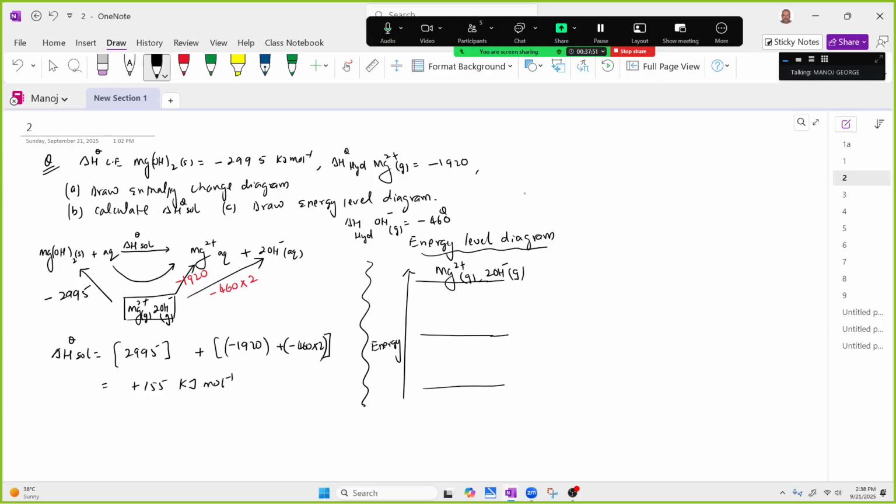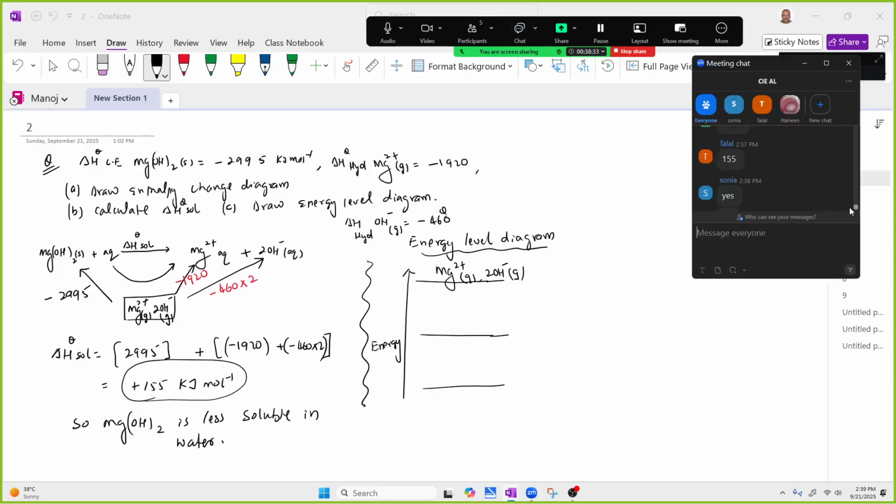Now look at the value of this one. First of all, looking at the value, do you think magnesium hydroxide is highly soluble or less soluble in water? I wrote a comment earlier. It is not insoluble, but soluble to some extent. So it's partially soluble. Because the value is quite positive, magnesium hydroxide is less soluble in water. It is something called partially soluble. Okay, so we understand that.